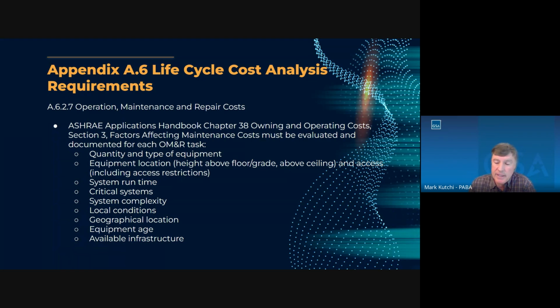Local conditions, a coastal environment that affects HVAC equipment through corrosion, again, will be a higher cost than a non-coastal environment. So local conditions should be considered. Geographic location, a location that's far from maintenance contractors versus a location in a city that has many maintenance contractors. Equipment age, and also, again, available infrastructure, the available O&M contractors in the area where the project is located should be considered. So all these factors will affect costs and should be included in the analysis.